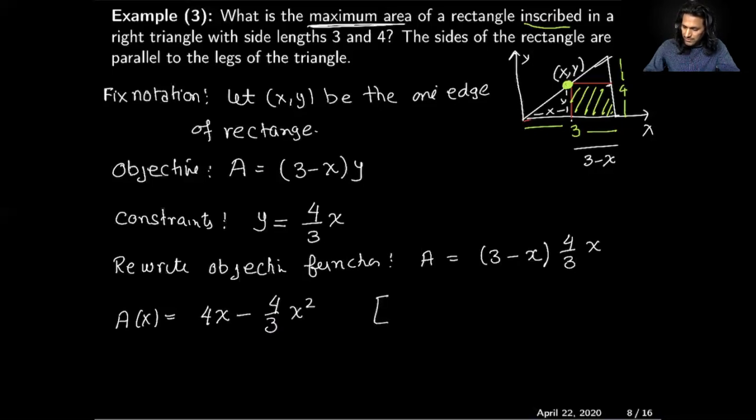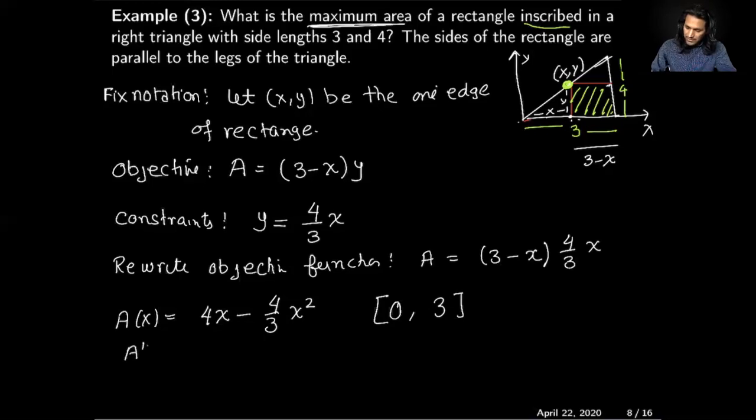And now the question is, what will be the domain of this function? x can be anything from 0 to 3. It will start from 0 and go to 3, because x is one edge of the triangle. So it can go at most to 3 units. There will be no rectangle inside at that point, but that's the max it can go.